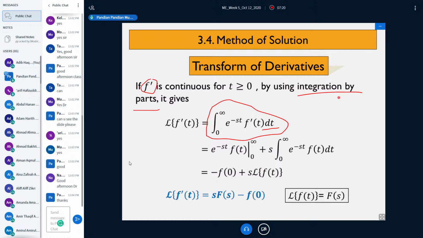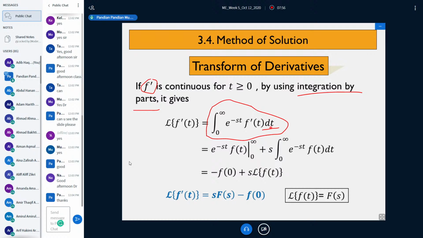So the Laplace of f dash t, according to the theory, is the integral from 0 to infinity of e to the minus st times f dash t dt. This is the definition. So integration by parts says the integral of u dv. You have to write the formula, because we are just quoting it, but you can double check with the calculus book. The integral of u dv equals uv minus the integral of v du.